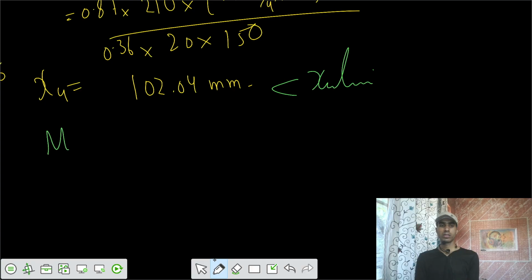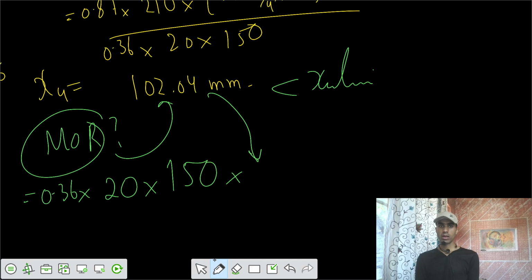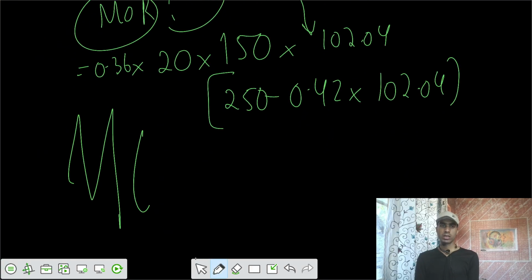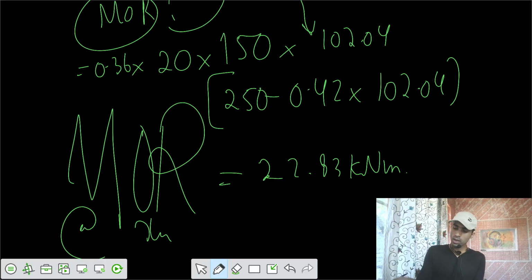So I can get the moment of resistance easily corresponding to this value of XU. That is 0.36 FCK and B, what was the value of B? That is 150 millimeters, and XU as 102.04, and then the lever arm of d minus 0.42 XU. So the value of Mu of the section corresponding to XU is equal to 22.83 kilonewton meter.